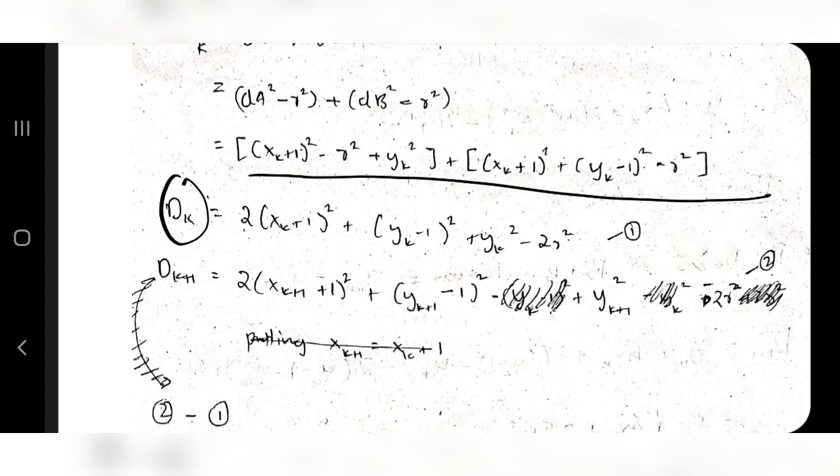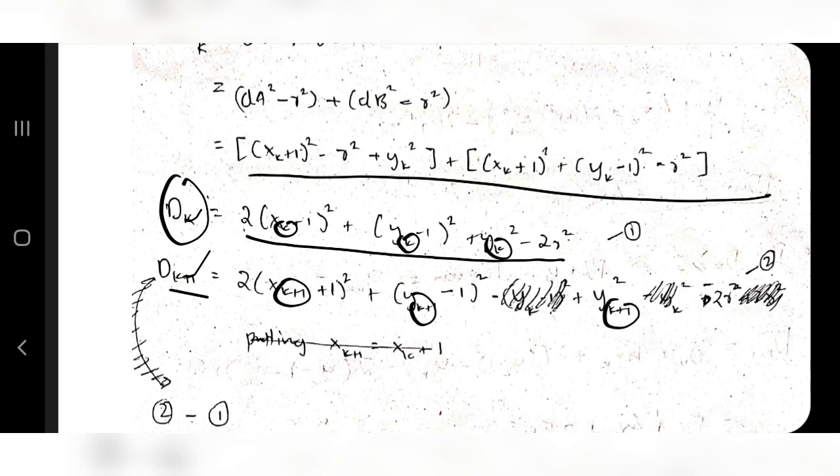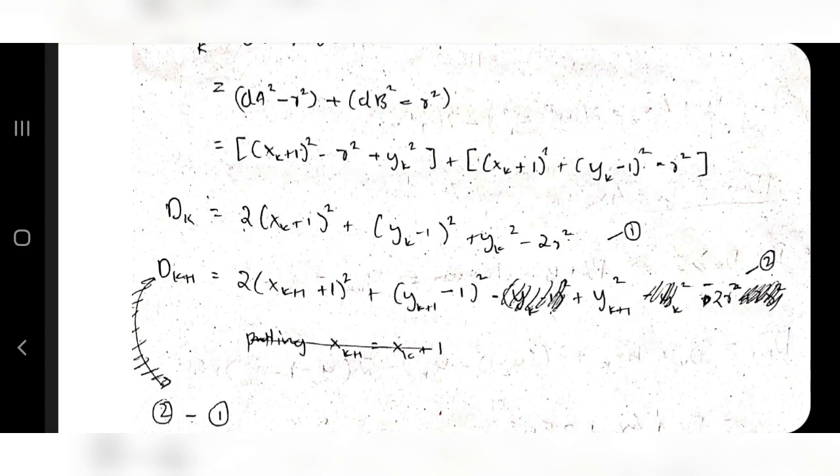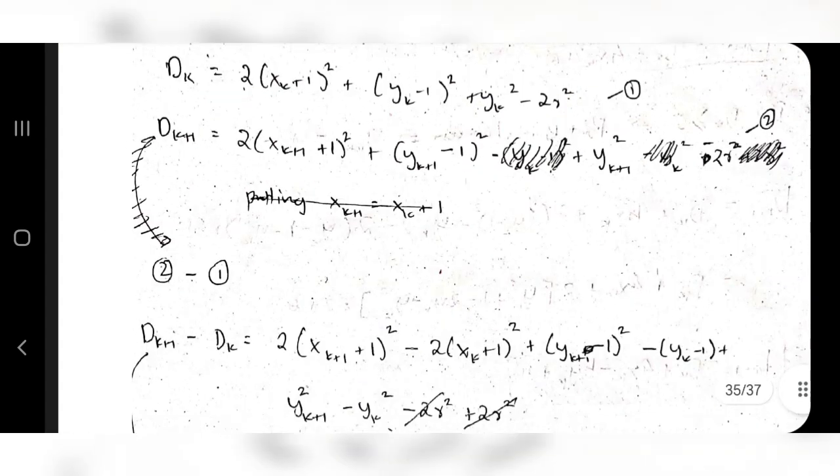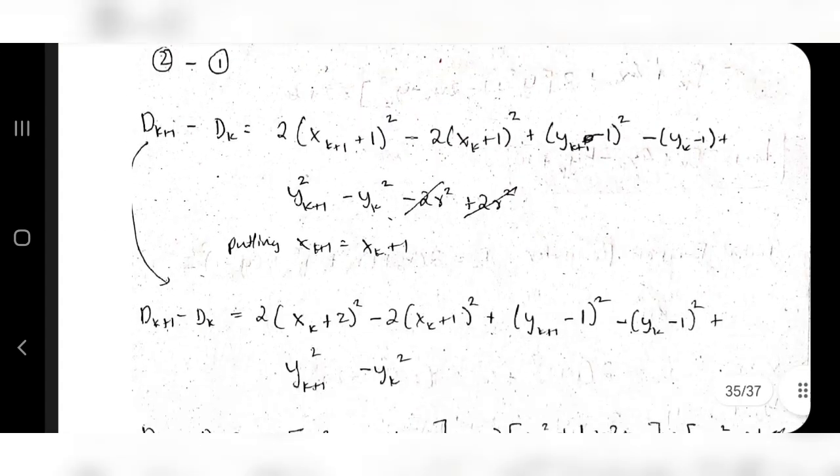For dk, you'll be writing the same formula. But for dk plus 1, instead of k, you'll be writing k plus 1. That's all. Wherever k is, write k plus 1, and r is the same here. After you've written that, you'll subtract this one and this one to know how fast it is increasing. To get that value, you'll just subtract, putting xk plus 1 and yk plus 1.